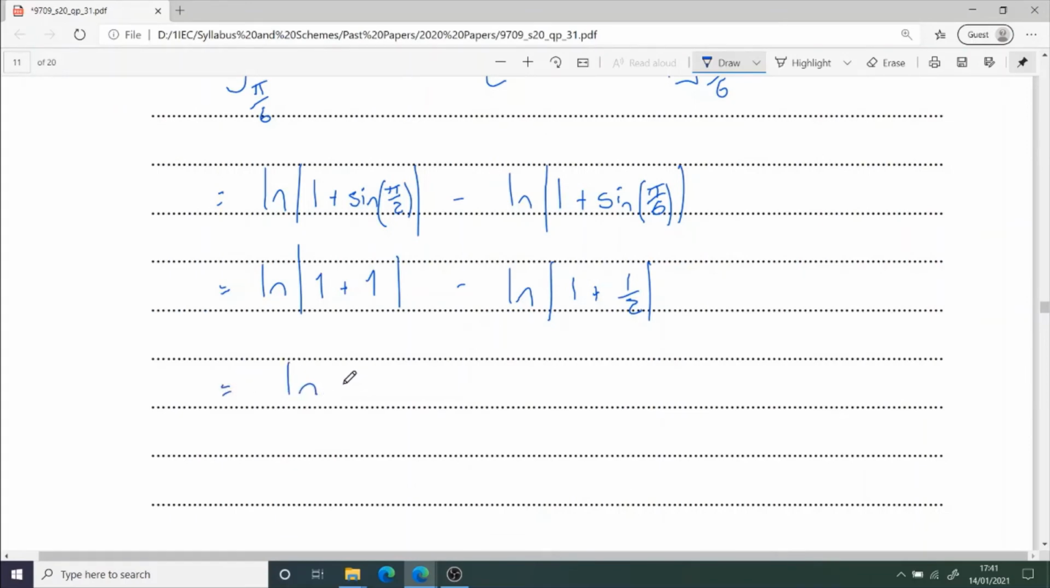So we have ln 2 minus ln of 3 over 2. We're subtracting two logs so we can divide them. So we have ln of 2 divided by 3 over 2. We could times top and bottom of this fraction by 2 and end up with ln of 4 over 3.